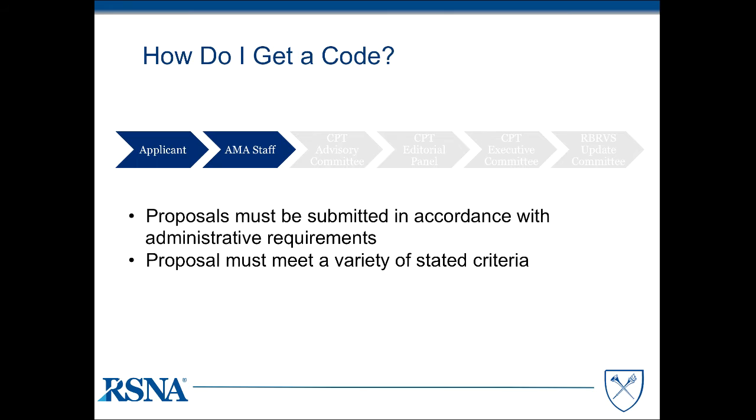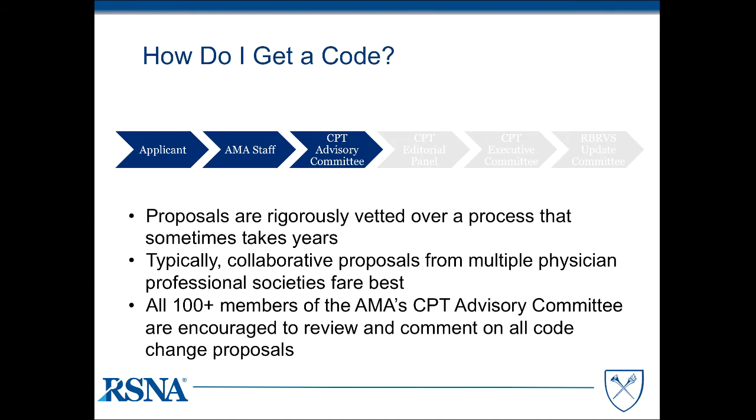Proposals to get or change a CPT code must be submitted in accordance with a variety of administrative requirements, and they're going to need to meet a variety of stated criteria. We'll talk about those criteria shortly, but the American Medical Association CPT staff will get first crack at reviewing your proposal in light of those criteria. Assuming that you pass those administrative hurdles, your proposal will be disseminated to the entirety of the CPT Advisory Committee. This is a long process. Proposals for CPT codes are rigorously vetted over a process that sometimes takes several years.